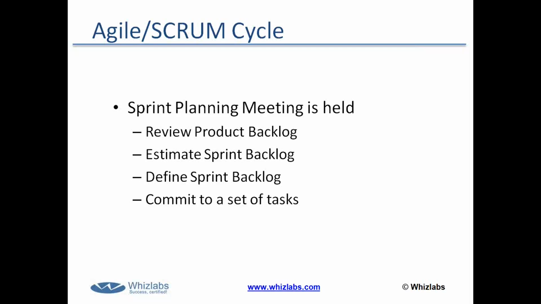So the sprint planning meeting is held after the product owner brings the product backlog to the team. The sprint planning meeting is held to review this product backlog, to estimate a sprint backlog in preparation for a sprint. In here, we define the sprint backlog, meaning we identify what are the things that will be done during the sprint, and the developers now commit to a set of tasks.